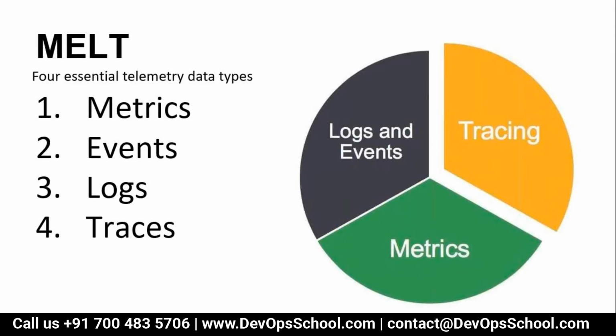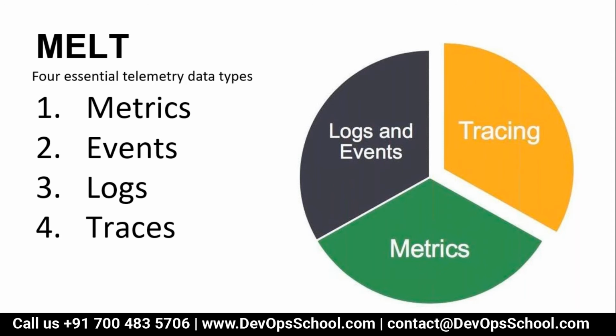So telemetry has four essential data types. In short, we call it MELT also. As part of telemetry, you collect data, metrics, or some information from the remote in four formats. One is called metrics, another one is called events, the third one we call logs, and the fourth one we call traces.